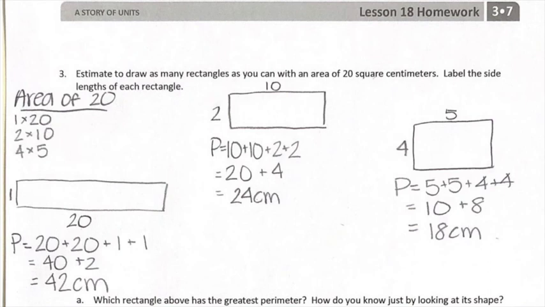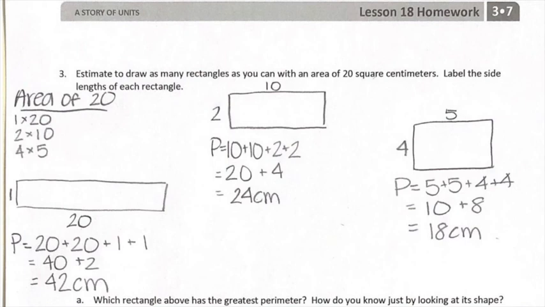Number 3 says, estimate to draw as many rectangles as you can with an area of 20 square centimeters. Label the side lengths of each rectangle. So I know that the area is 20 square centimeters, so when I multiply the two sides, it's going to have to equal 20, which is why I wrote down area of 20, and I wrote down the different multiplication problems that could be 20. So 1 times 20, 2 times 10, and 4 times 5. Of course, you could also have 20 times 1, 10 times 2, and 5 times 4 because you're just reversing the order, but the multiplication problem stays the same.